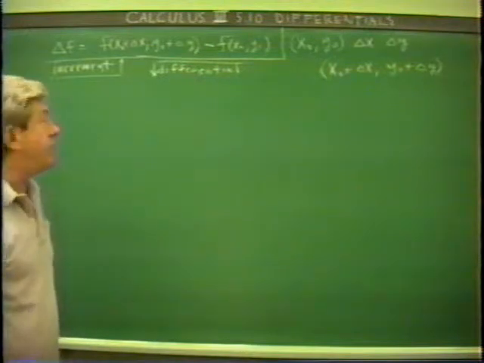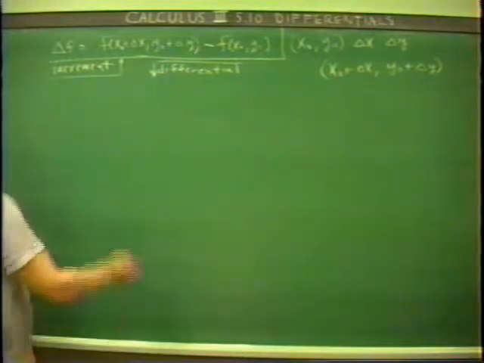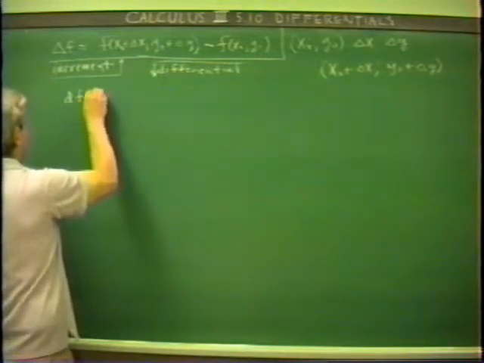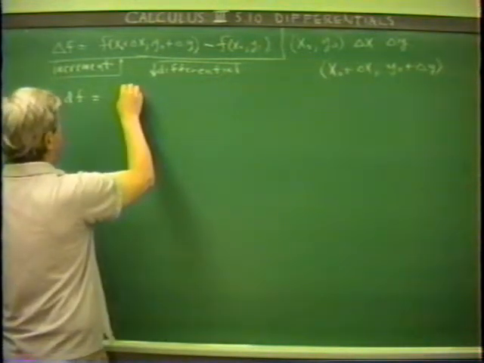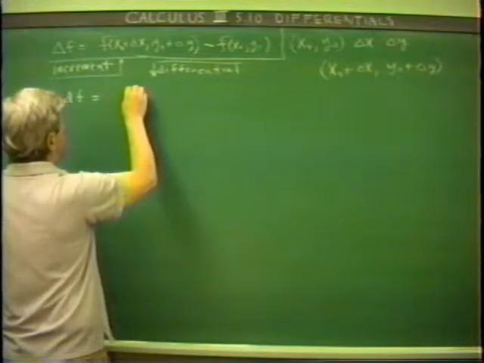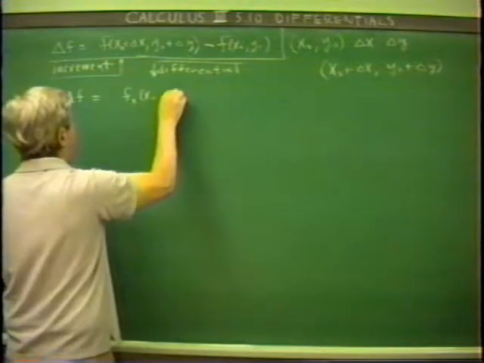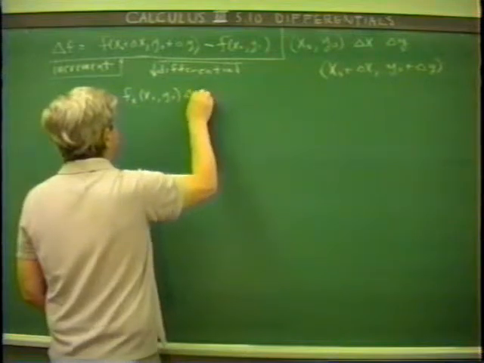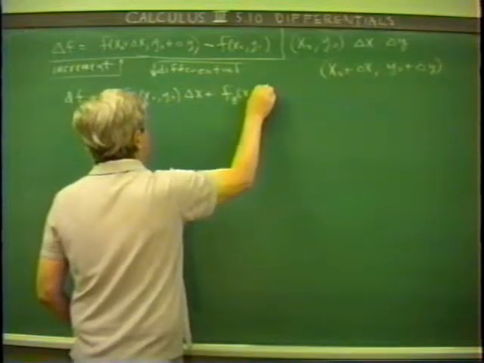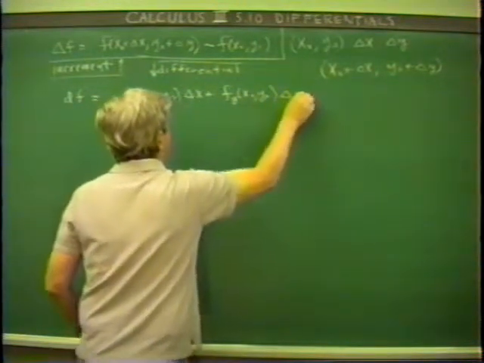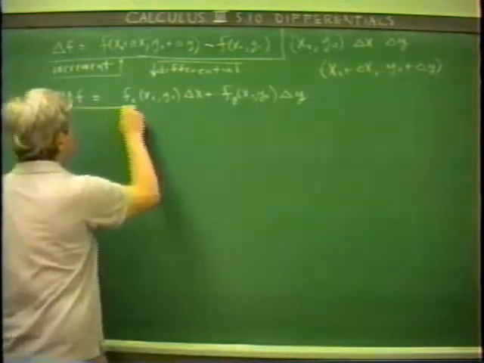Now, the differential at this point in time is perhaps more frequently used for theoretical reasons rather than for practical ones, because of the calculators and computers today, which can compute things to very large accuracy. However, the differential is written as df, and it's defined to be the partial of f with respect to x at x naught, y naught times delta x plus the partial of f with respect to y at x naught, y naught times delta y.